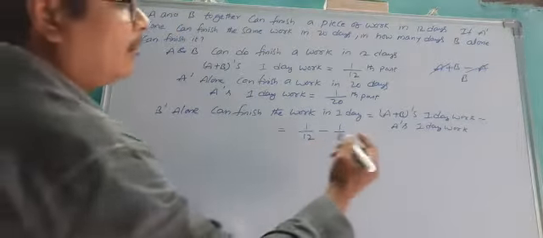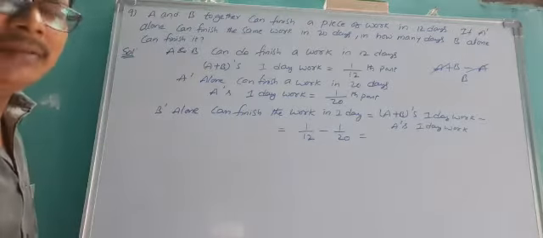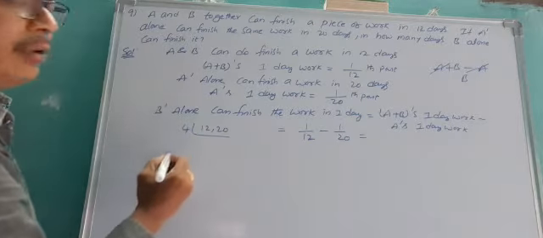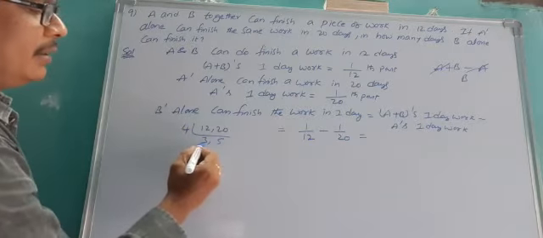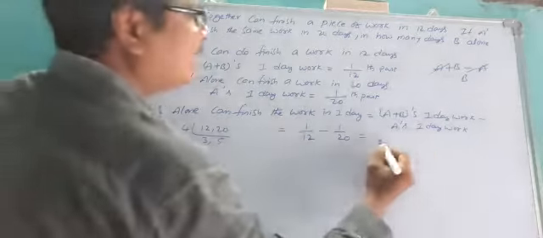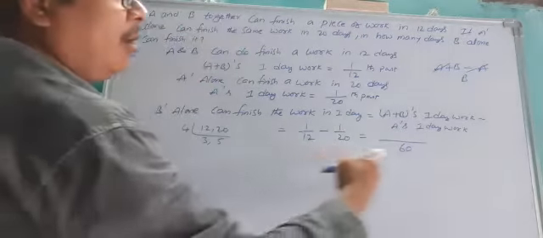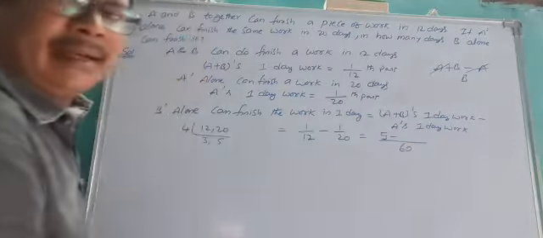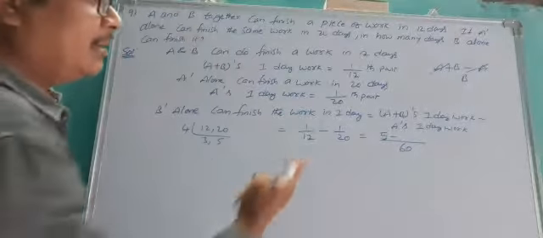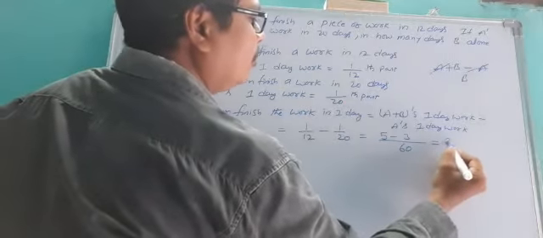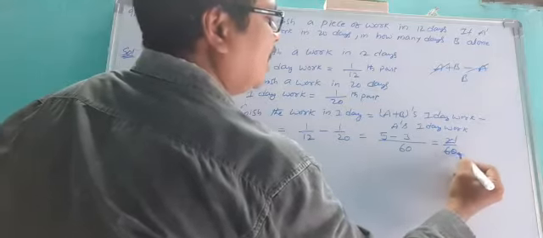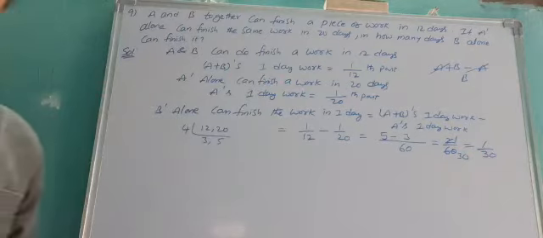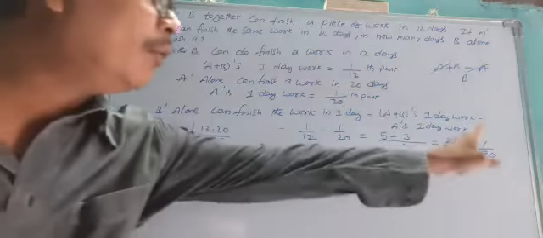So we have to find the LCM of the denominators, 12 and 20. Both are divisible by 4. 4 3s are 12, 4 5s are 20, 3 5s are 15, 15 4s are 60. LCM is 60. 12 into how much is 60? 5s. So 5 into 1 is 5, minus 20 into how much is 60? 3s. 3 into 1 is 3. That equals 2 by 60, which is 1 by 30. So B alone can finish the work in 1 day equal to 1 by 30.